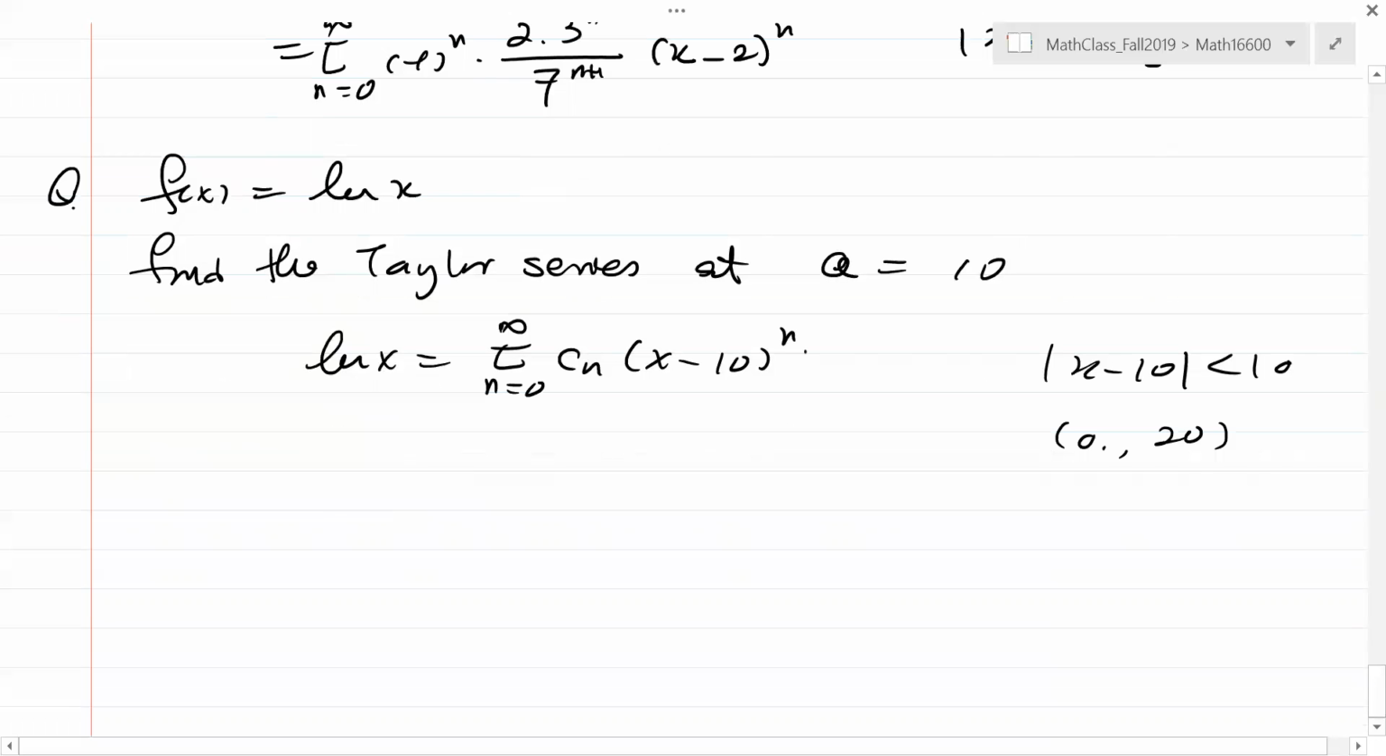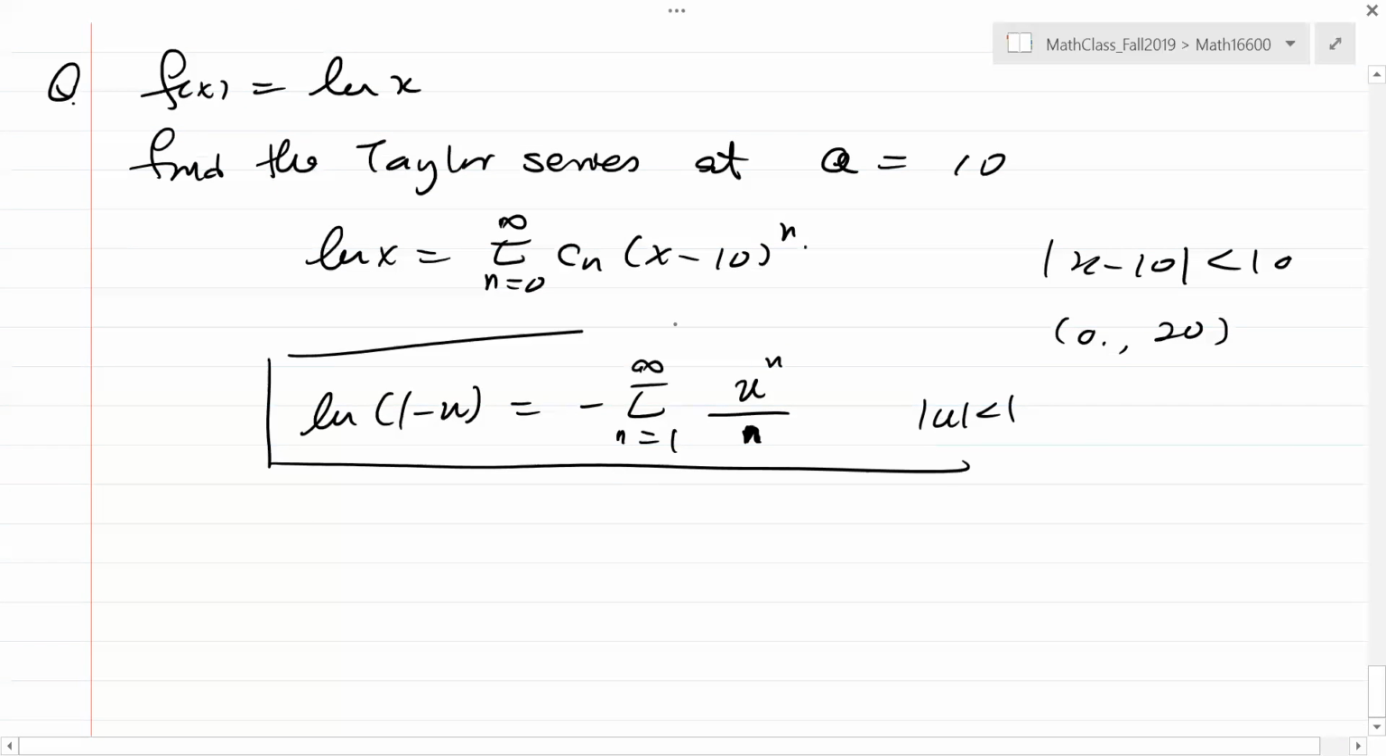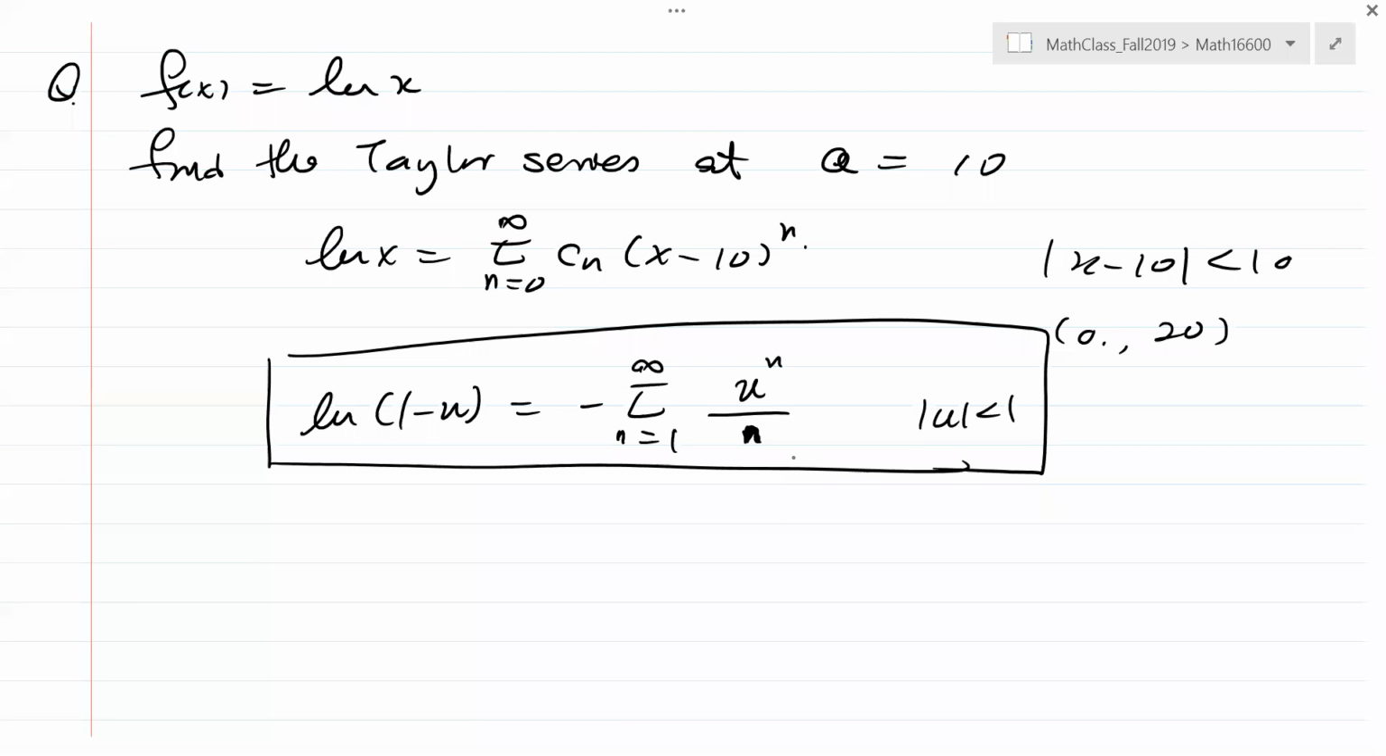All right, so that's what I want to do. I have to recall the formula. Natural log of 1 minus u is going to be negative the sum of u to the nth power over n. Okay, I need that, and absolute u is less than 1. This is a fact I need to use. This comes from the power series representation for 1 over 1 minus u. Okay. All right. So now I'm going to modify.